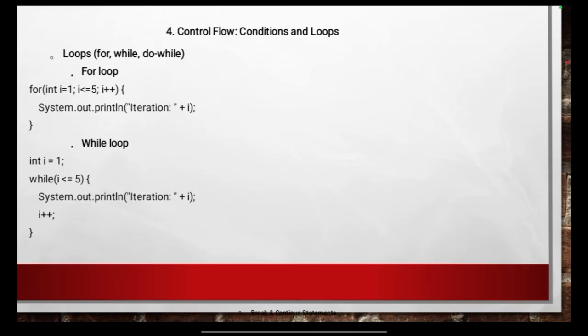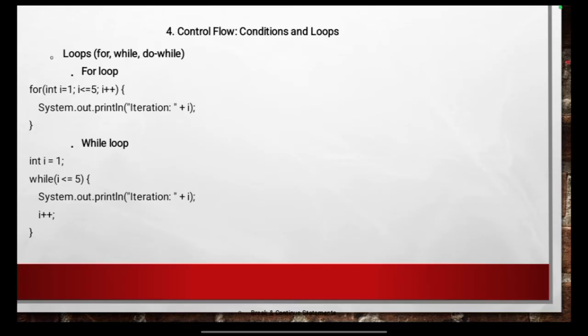The while loop is useful when the number of iterations is not known in advance, and you want the loop to continue as long as a certain condition remains true. In our example, we initialize i to 1 and use a while loop that keeps running while i is less than or equal to 5. Inside the loop, it prints the current iteration and increments i by 1. This produces the same output as the for loop, but it's written slightly differently.